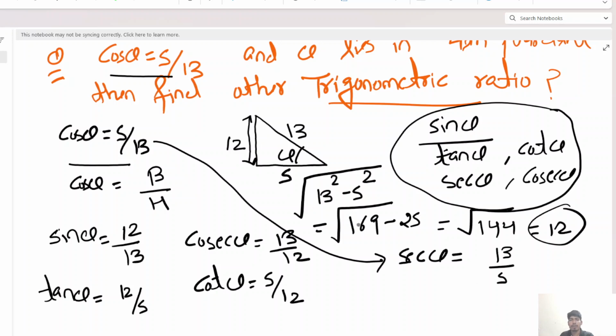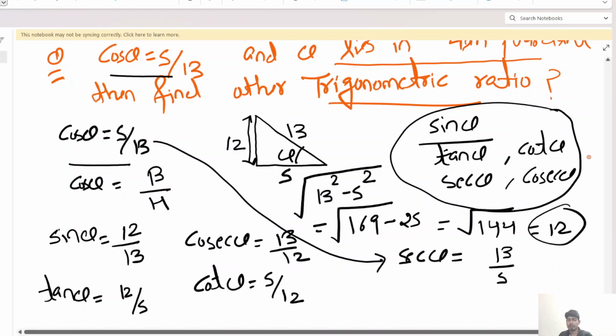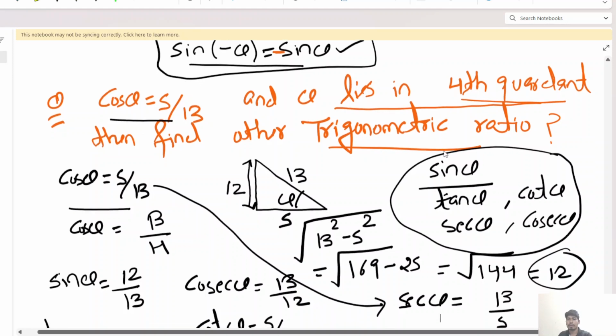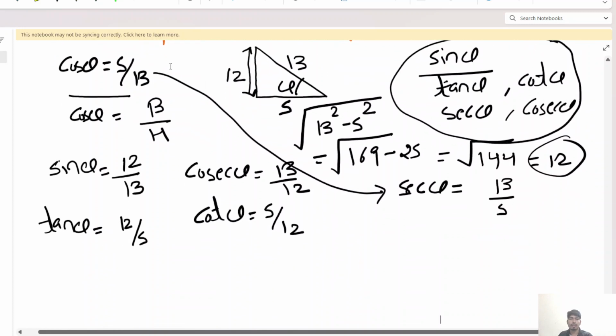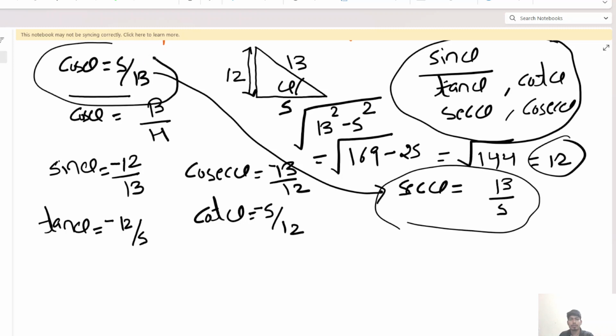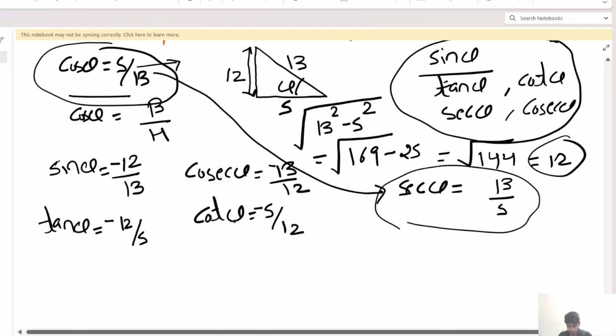Now we have an important notation here. Theta lies in the fourth quadrant. Then this is negative, this is also negative, this is negative, this is negative. Only sec theta and cos theta are positive in the fourth quadrant. Okay, this is our question.